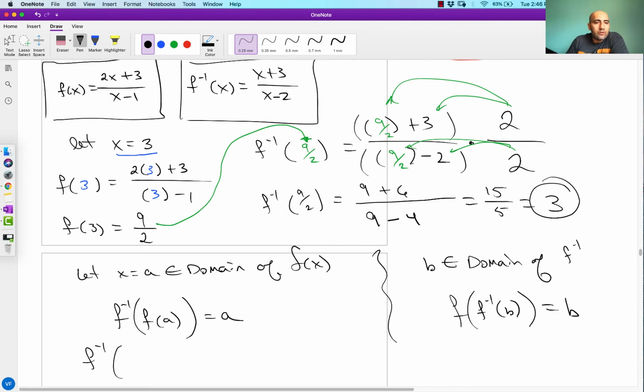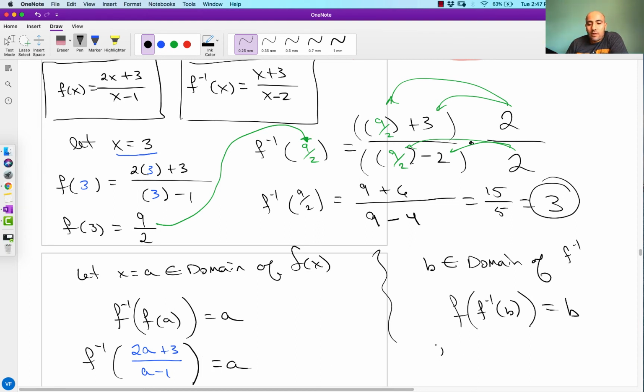F of a would be to replace each of these x's with an a. So that would be equal to, let me put it in blue, 2a plus 3 divided by a minus 1. I want to show that when I take this equation, this is the output of a. When you plug a into f, you get this. This is the output. Now you take that output and plug it into f inverse. I want to show that these two operations will bring me right back to a.